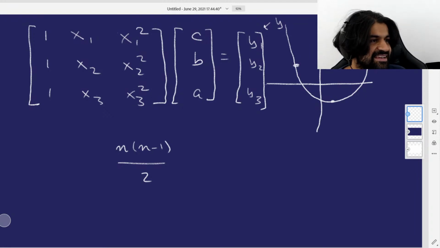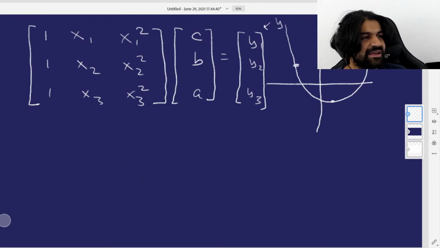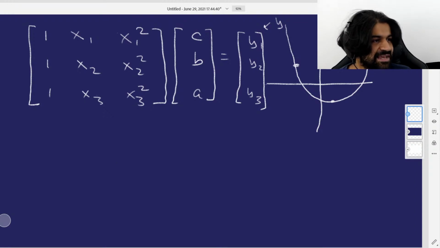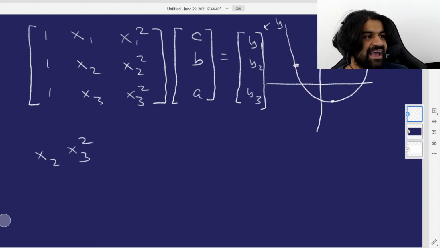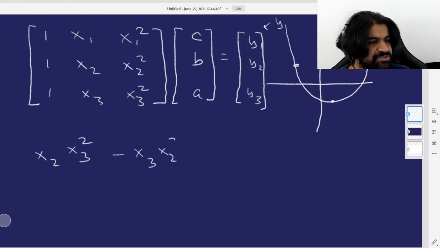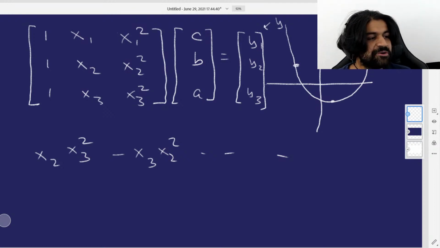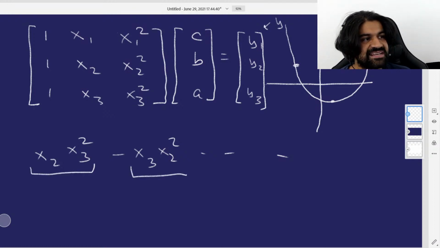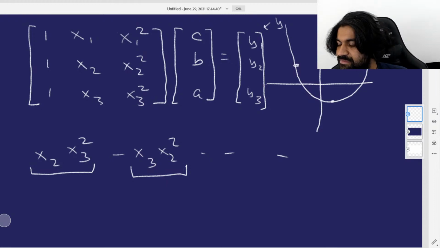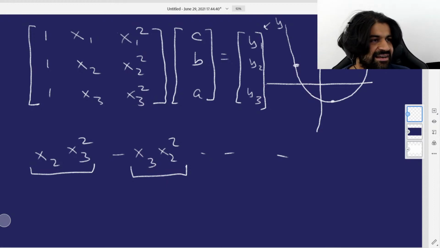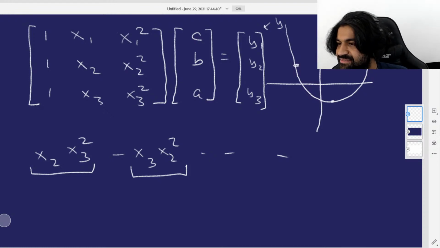So by the way, in this case, you can check it. For example, if you compute this determinant out, one of the terms would be x2 x3 squared, right? And then minus x3 x2 squared, and so on. There'd be 6 terms in total for this polynomial. But notice the degree of each term is precisely 3, right? Hopefully that makes sense. Okay.